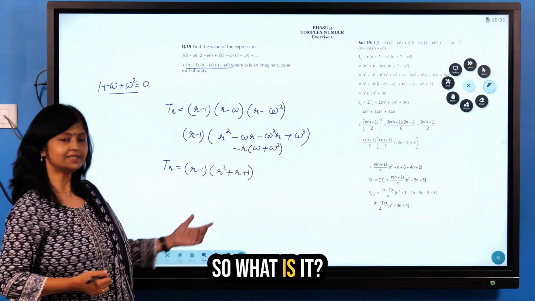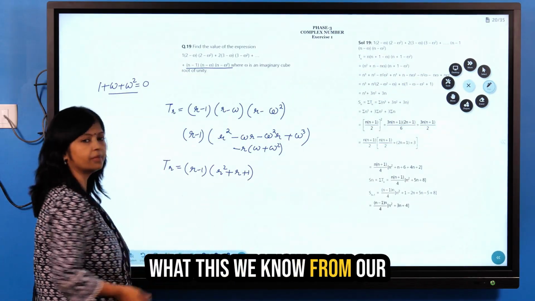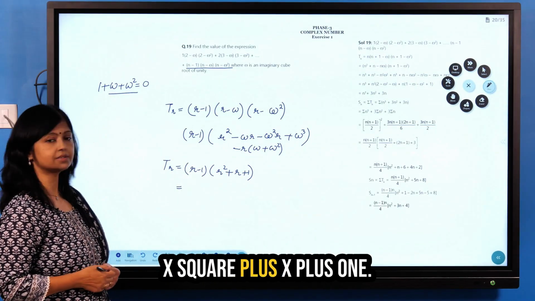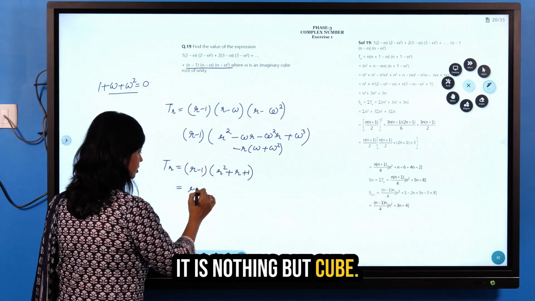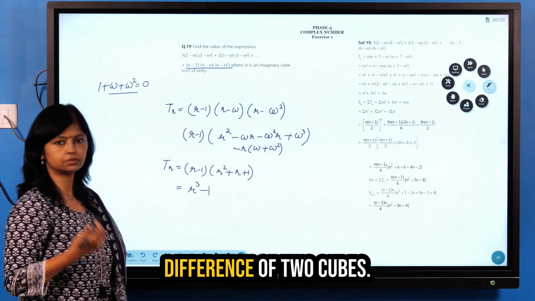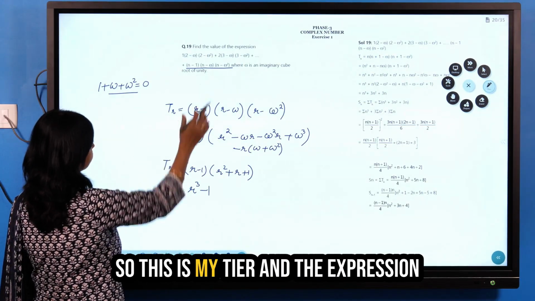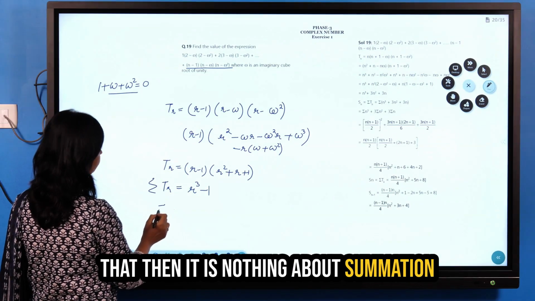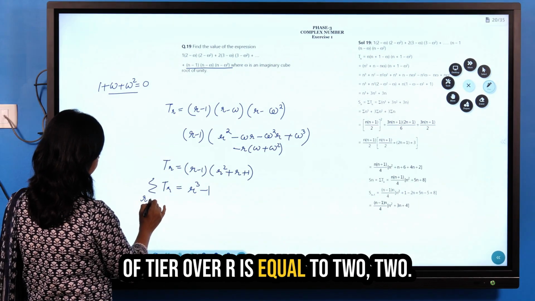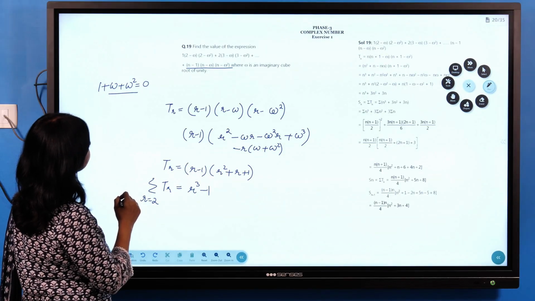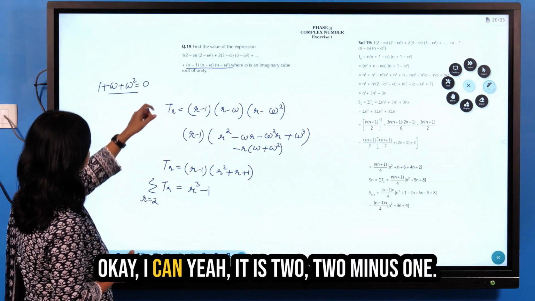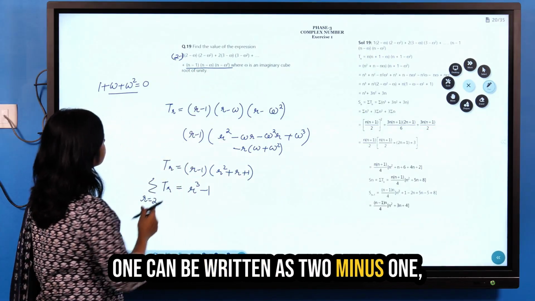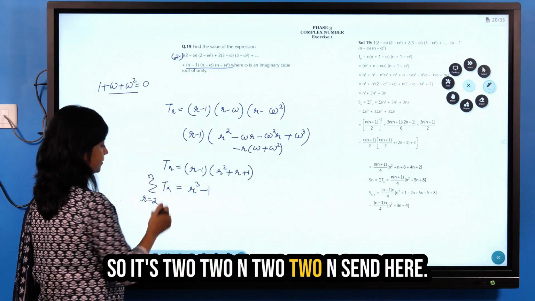Very good. What do we know from our algebraic identity? (x minus 1)(x square plus x plus 1) is nothing but x cube minus 1, a difference of two cubes. So r cube minus 1 is my Tr, and the expression is the summation of Tr over r, which goes from 2 to n. 1 can be written as 2 minus 1, so 2 to n.